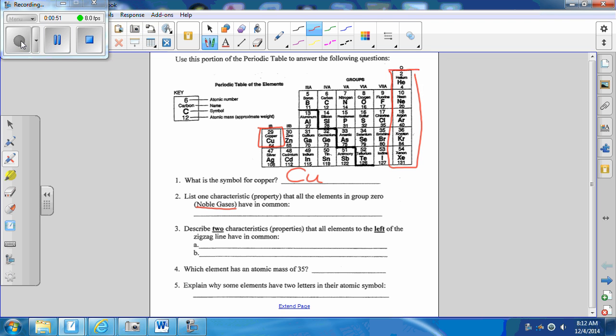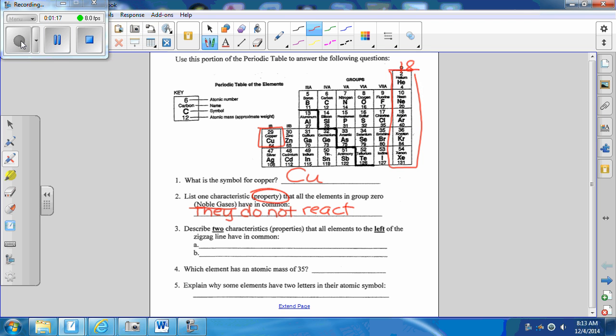But the real answer that we were looking for was this group, which is really called group 18. They put group 0 because they didn't want you to know it was group 18. Everything that they have in common chemically is that they do not react. When it asks you for a property, it doesn't want you to identify its existence.